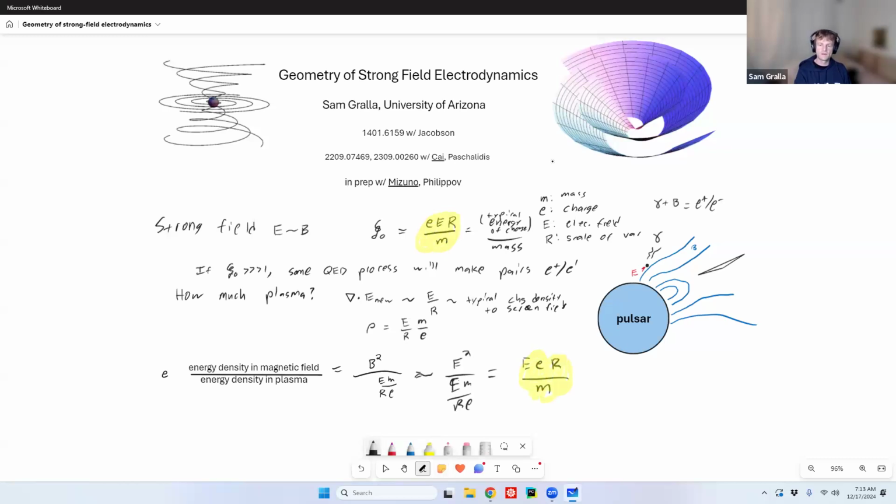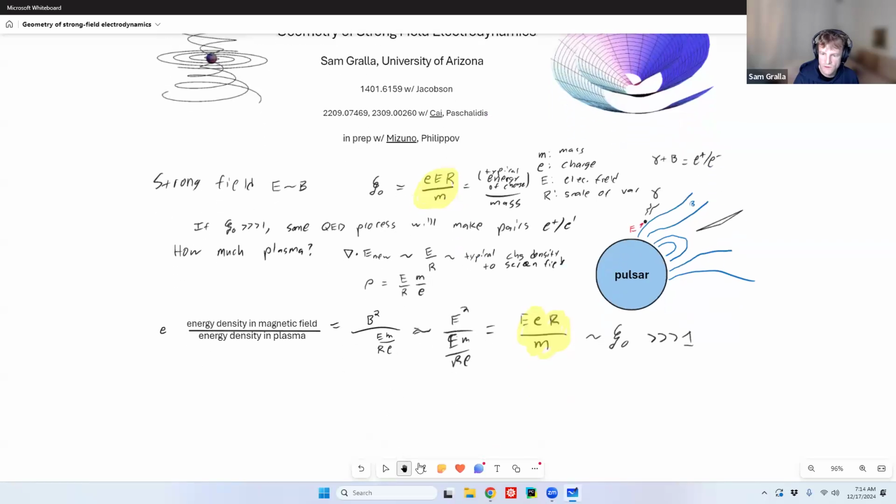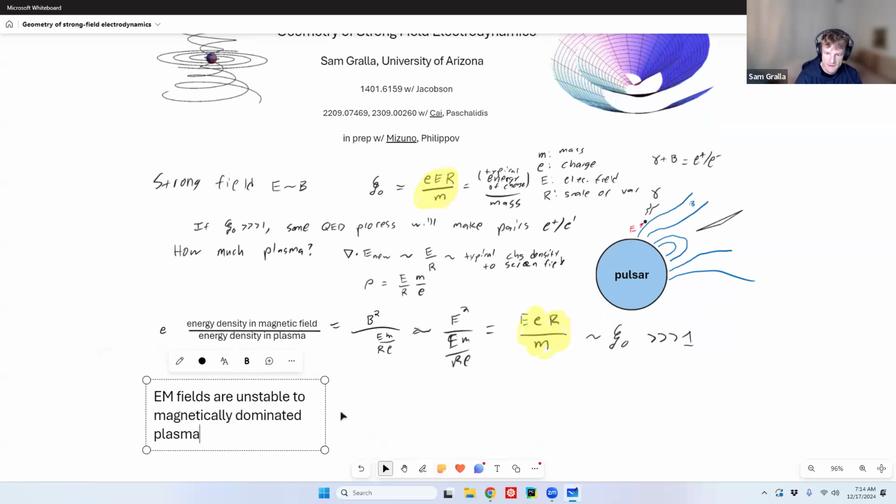Okay, so when you have this zeta naught very large, you get energy density in the magnetic field over energy density in plasma. Well, by assumption, that was very large. This little order of magnitude calculation shows you something that's been known for a very long time and really is a foundational observation of the theory of pulsar electrodynamics, which is that these kinds of plasmas, so EM fields, are unstable to magnetically dominated plasma in this regime.